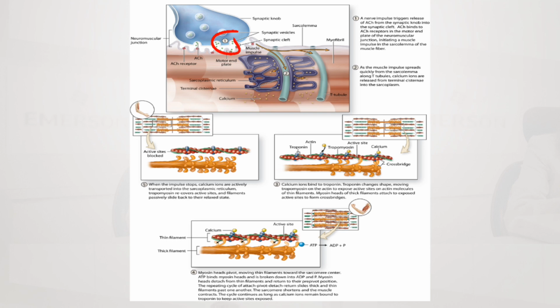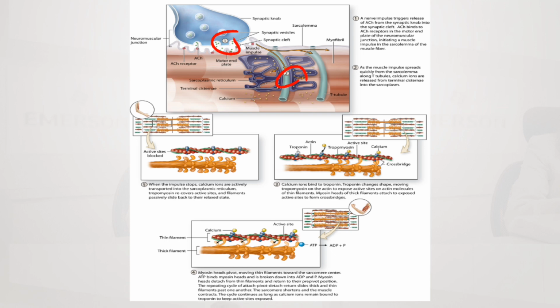Then after the neuromuscular junction level, the muscle impulse spreads quickly from the sarcolemma along the T tubules, and calcium ions are released from the terminal cisternae into the sarcoplasm. Now at this point, the calcium ion is going to bind to troponin, and troponin changes shape, moving tropomyosin on the actin to expose active sites on actin molecules of thin filaments.